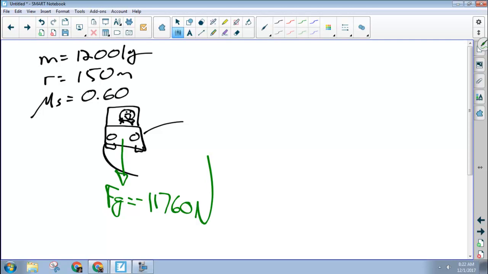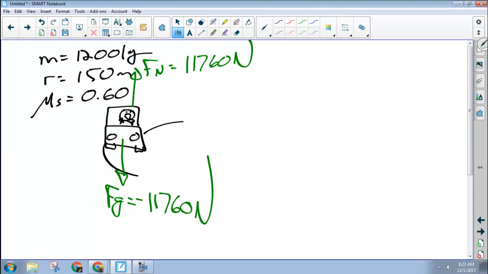What force can I put now? Normal force, right? I know the car is not going to fall because it's on the road, right? So the road must be pushing it up. So here's my normal force. It's got to be positive 11,760 newtons. And there's one other force.